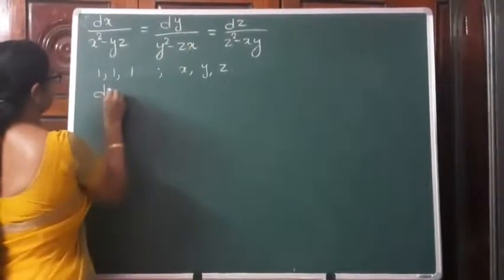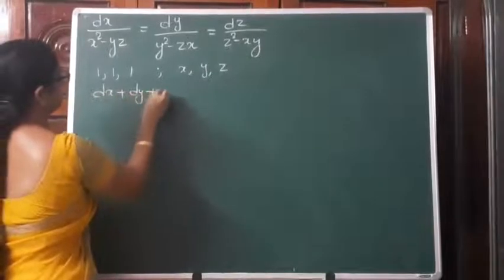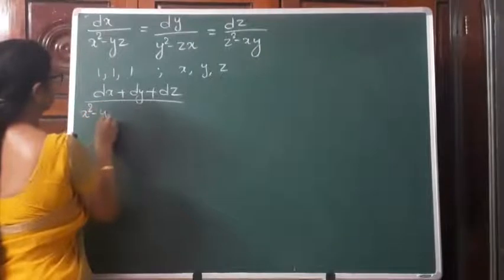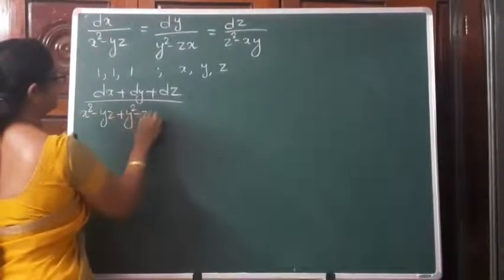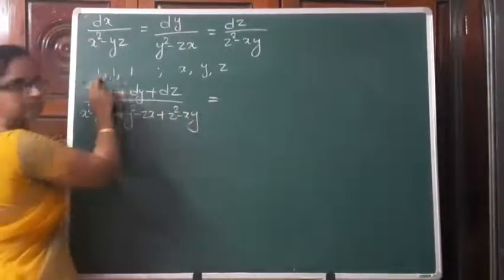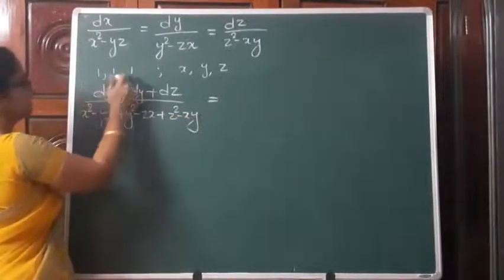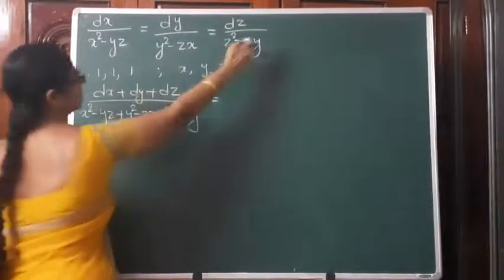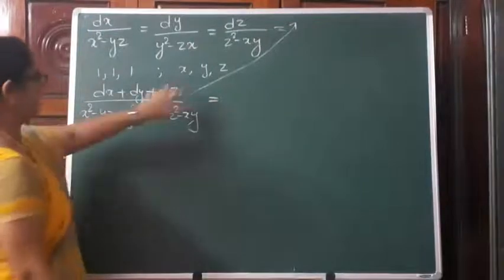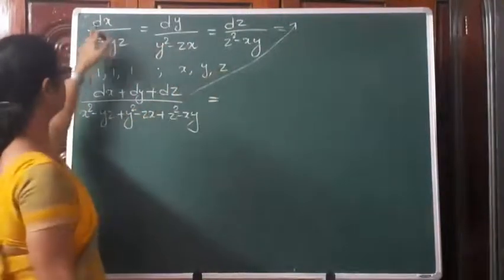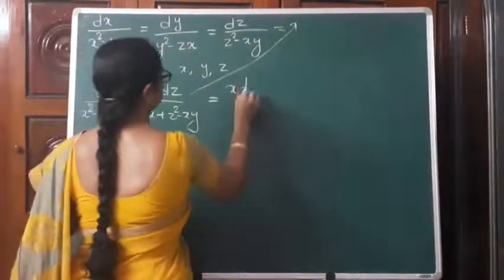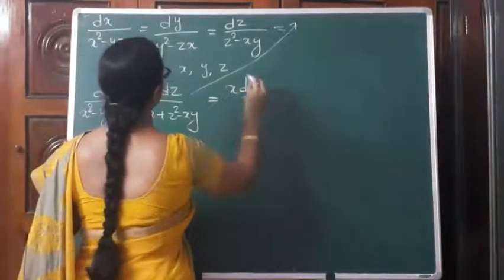That is dx plus dy plus dz divided by x square minus yz plus y square minus zx plus z square minus xy. This we obtained with the set of multipliers 1, 1, 1. So with this set of multipliers, this ratio is equal to this ratio. Now take another set of multipliers x, y, z, that is x into dx plus y into dy plus z into dz. Let us see what this ratio gives.